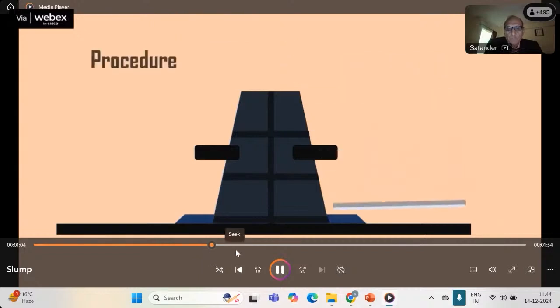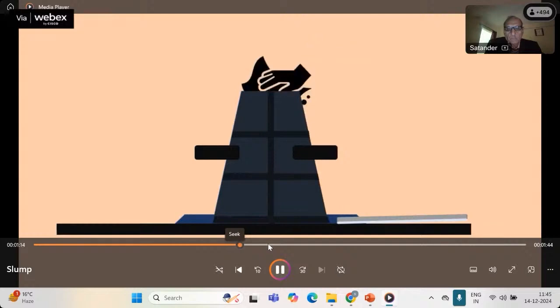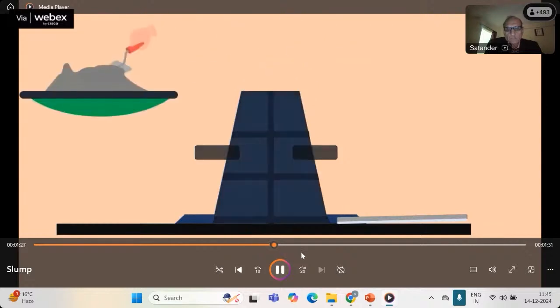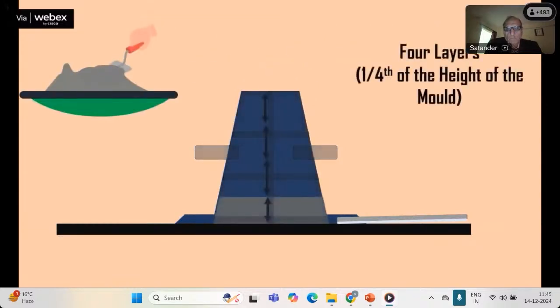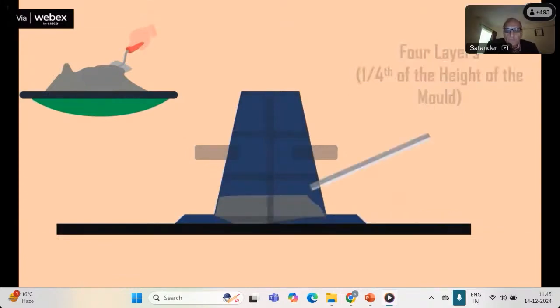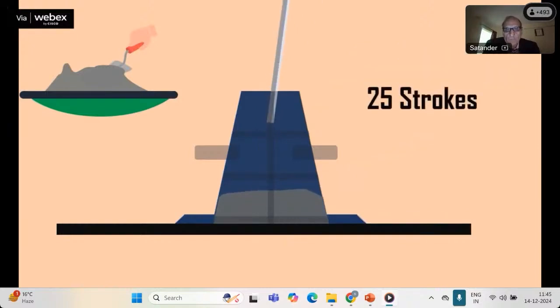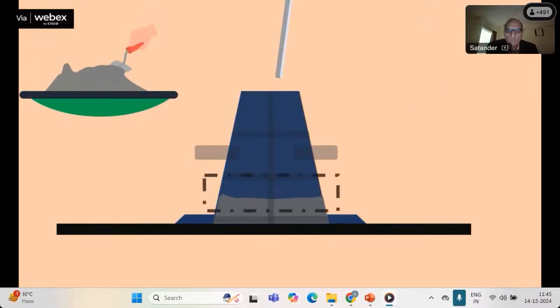Let us now see the step-by-step procedure for the concrete slump test. The internal surface of the mold should be thoroughly cleaned and freed from moisture. The mold is filled in 3 layers, each approximately 1/4 of the height of the mold. Each layer should be tamped with 25 strokes. This is the most important part as far as quality control is concerned: the strokes are distributed over the cross-section.